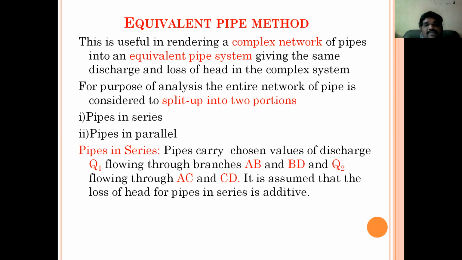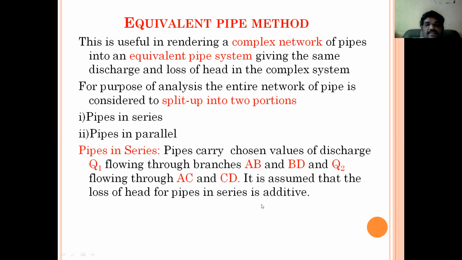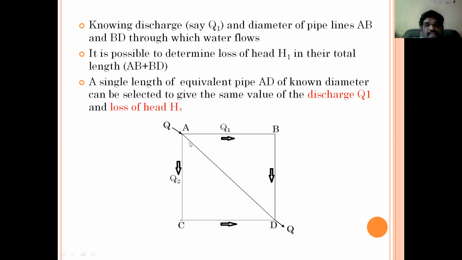Pipes in series carry known values of discharge. Q1 is flowing through branches AB and BD, a known value of discharge, and Q2 is flowing through AC and CD.